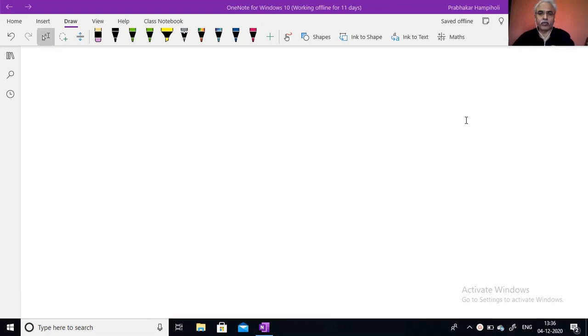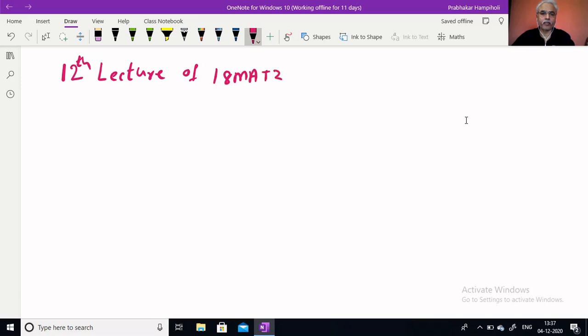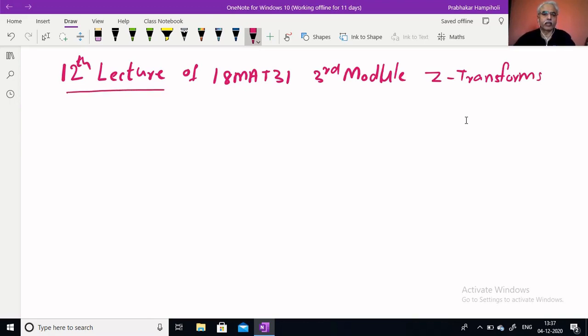Last class we learned the inverse z transformations. Using that knowledge, we'll be solving differential equations, but in discrete terms, they are termed as difference equations. So today, in the 12th lecture of 18 Mat 31, third module, we are continuing with z transforms. The full module consists of two transforms, Fourier transforms and z transforms. The first 6 lectures are Fourier transforms, 7 to 12 are z transforms.